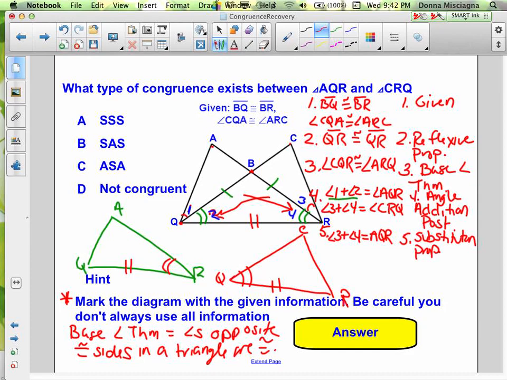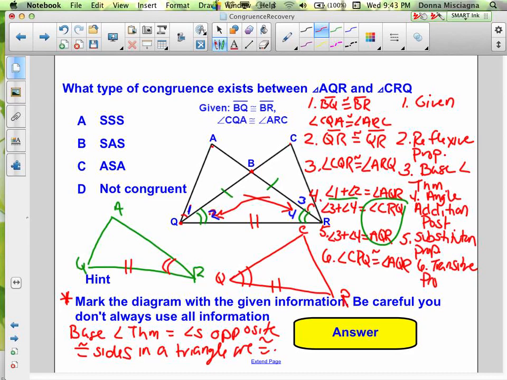Well, now look at this. These were both congruent to angle 3 and angle 4. If they're both congruent to angle 3 and angle 4, they must be congruent to one another. So that means that angle CRQ is congruent to angle AQR. That is the transitive property. Two things are equal to the same thing, so they're equal to one another.